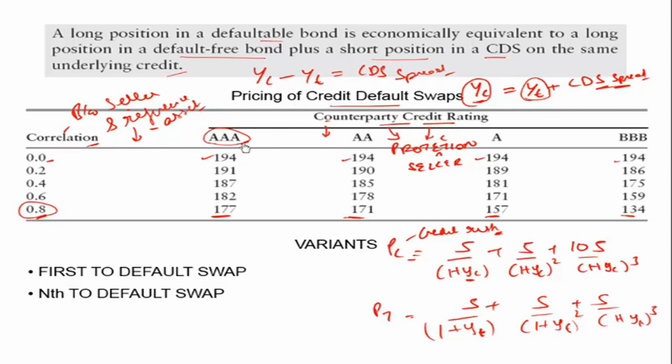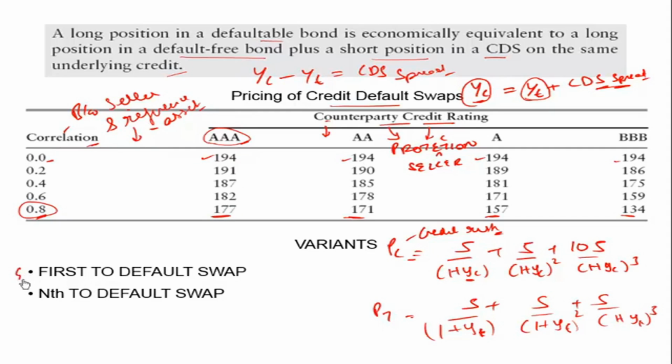So the spread that you pay depends on the credit rating of the counterparty. The higher the rating, the higher the spread, and it depends on the correlation between the seller and the reference asset. If the correlation is low, the spread will be higher, my apologies. If the correlation is high, the spread will be lower because it's likely that both of them default together.